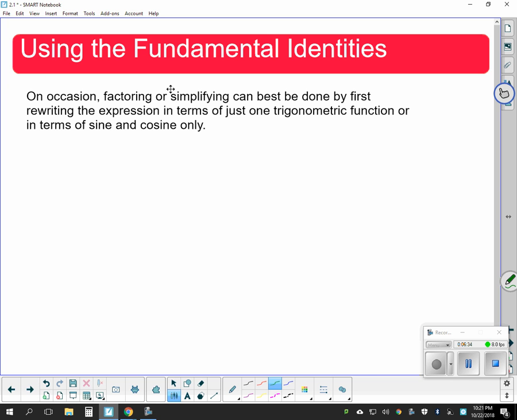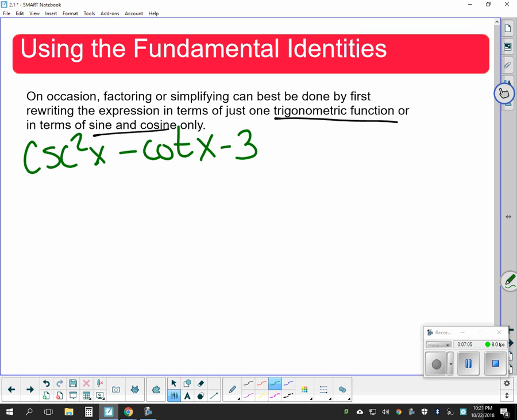In some cases, factoring or simplifying even can best be done by first rewriting the expression in terms of just one trig function or in terms of sine and cosine only. So for a problem such as cosecant squared of x minus cotangent of x minus 3. So we have two different trig functions here, and they're saying sometimes it's going to be more helpful if you write it in terms of just one trig function or if you just use sine and cosine. So which of those is going to be more helpful here? Well, I don't know. You kind of got to take a shot and see what happens.